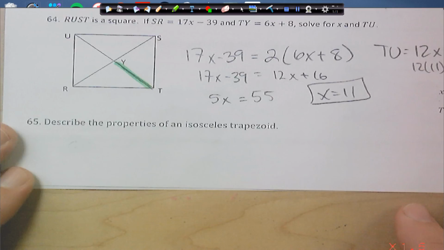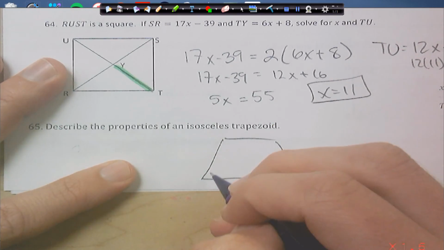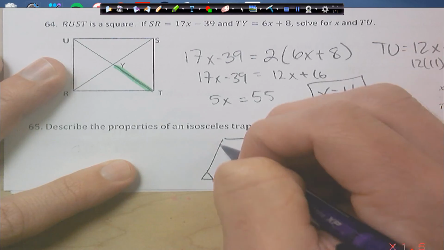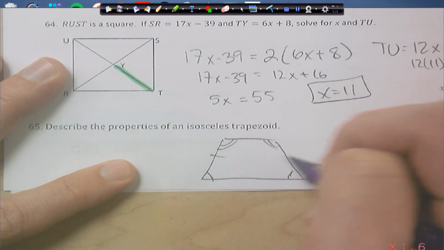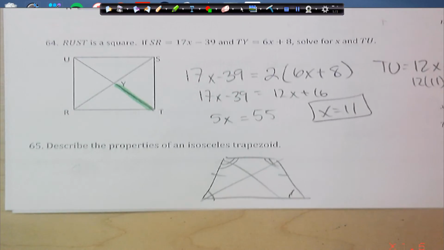Last one, describe the properties of an isosceles trapezoid. This is vocab. Base angles are congruent. Legs are congruent. Diagonals are also congruent.